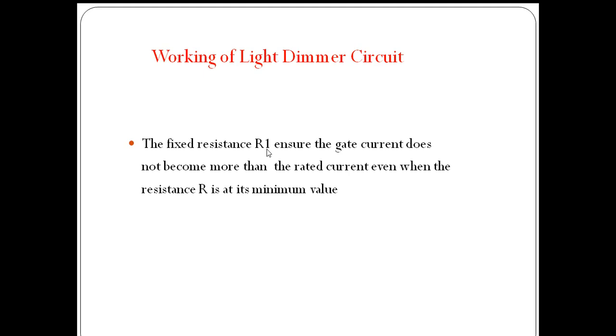Mainly here we are using a triac to have control in both the half cycles, that is during the positive half cycle of supply and the negative half cycle of supply. The same operation will be done with respect to the negative half cycle also. So we have control in both the positive as well as the negative half cycle of the supply.